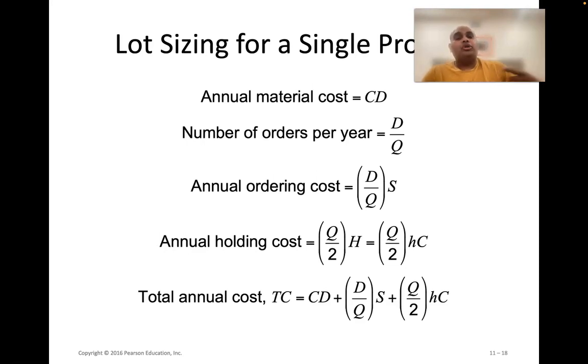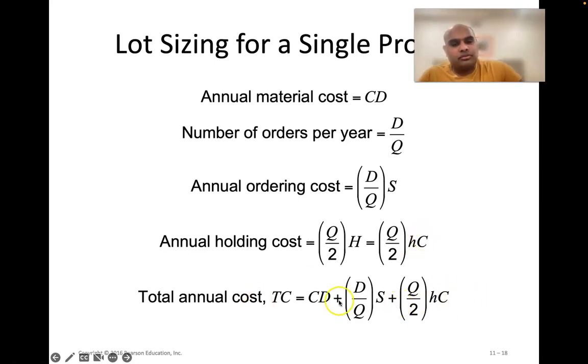So the total annual ordering cost will be the number of orders you make times the cost of placing a single order. That is what capital S is, the cost of placing a single order. So this is the number of orders times the cost of placing a single order. And the annual holding cost is the average inventory that you have times the holding cost. And remember that we're writing unit holding cost as capital H times C, which is the percentage of the price that you pay to buy the item.